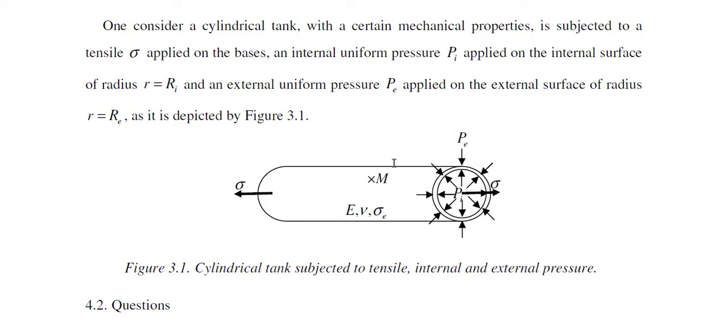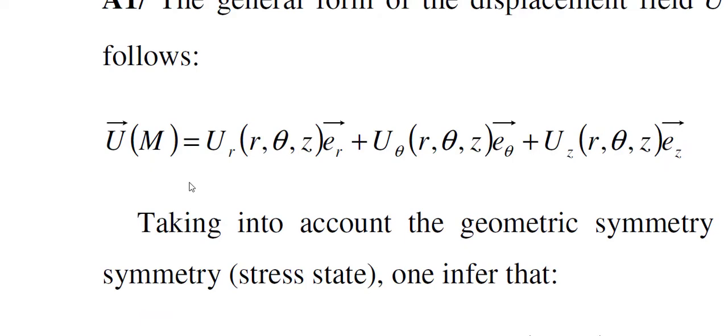Now I will consider a point M in this shell and I will try to determine the form of the displacement vector, or the displacement field, at this point. The general form of the displacement field denoted by the vector u defined at the considered point M will have three components in the cylindrical base.